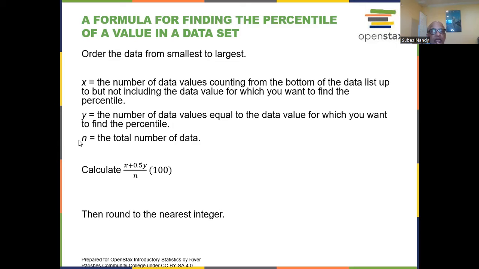So calculate X plus 0.5Y. What is X? The number of data values counting from the bottom of the data list up to the point but not including the data value. What is Y? Y is the number of values equal to the data value for which you want to find the percentile. N is your total number of data.